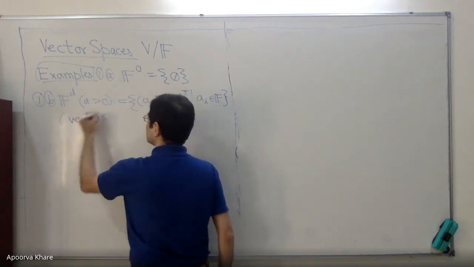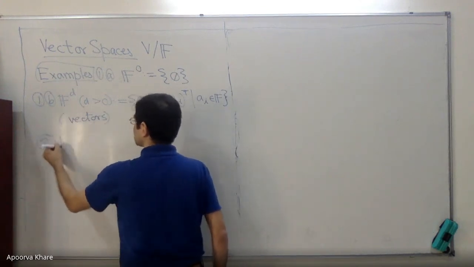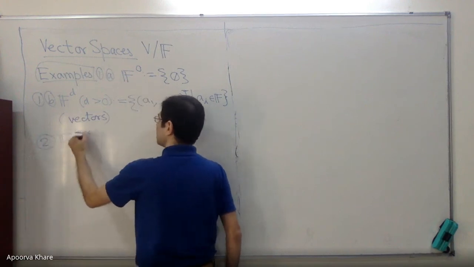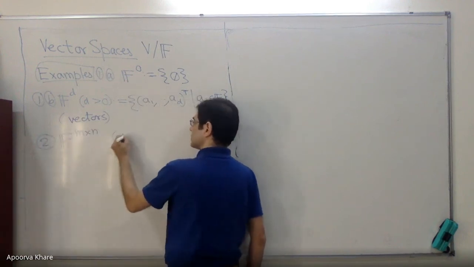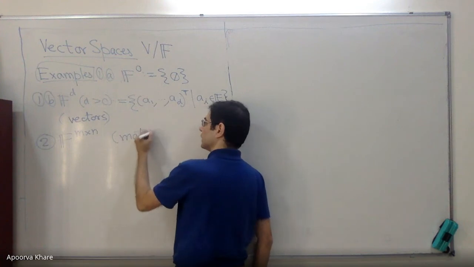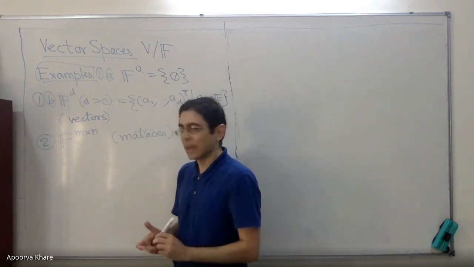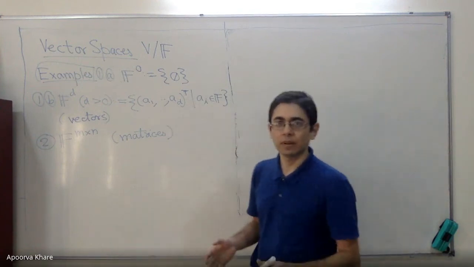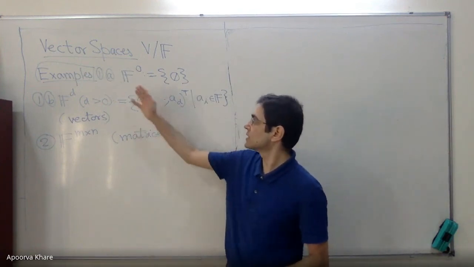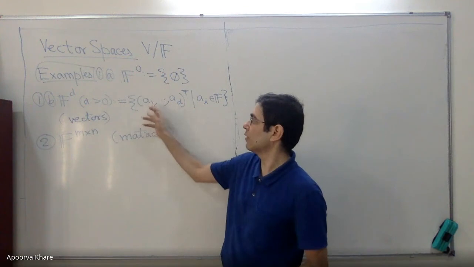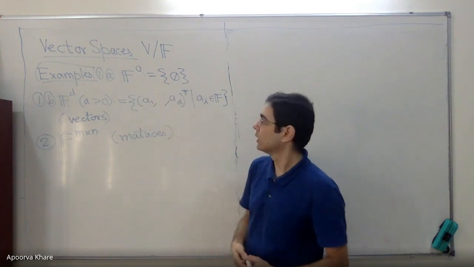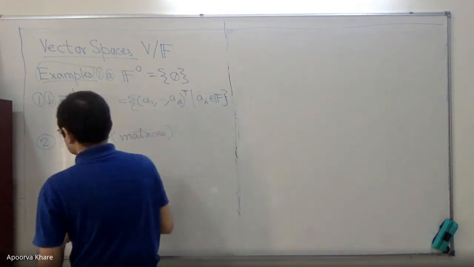Then you also have the set of matrices, F to the m times n. In all of these examples, addition is entry-wise, and the scalar multiplication is also entry-wise. C times this vector is C a1, C a2, up to C ad. Okay, so that's the second example.